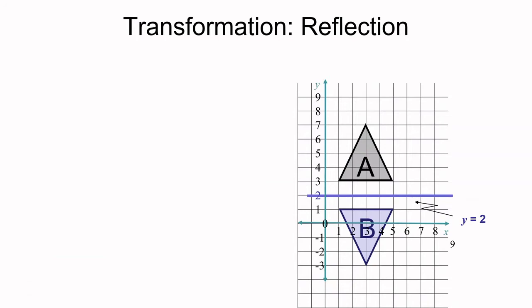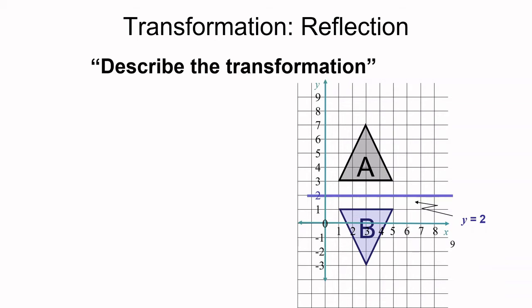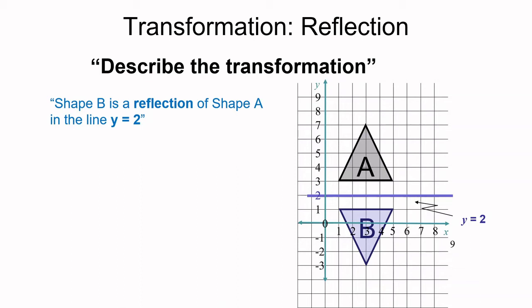But you might also be asked a different type of question about reflections. Here I can clearly see that B is a reflection of A. So if ever I'm asked to describe a transformation, make sure you use the correct vocabulary. We would not say it's flipped. We would say that B is a reflection of shape A in the line y equals 2. Now it's important, if they give you a set of axes, that you can work out the equation of the mirror line and give that equation. 2 points, 1 mark for saying it's a reflection, 1 mark for saying the line of reflection.